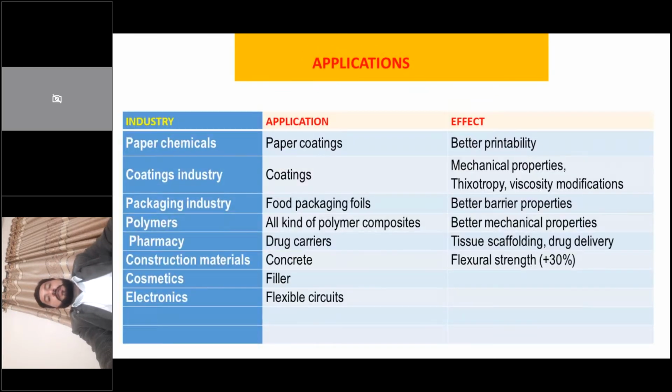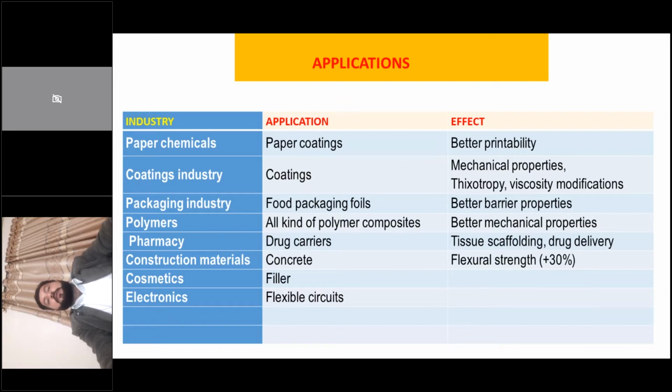There are various industries on the left side: the paper chemical industries, the coating industries, the packaging and polymers, pharmacy, construction material, cosmetics, and electronics. And various applications in these industries are in paper coating, for example, for clear printability. They are used in coatings. They have good mechanical properties. Nanocellulose shows good mechanical properties, good viscosity modifications.